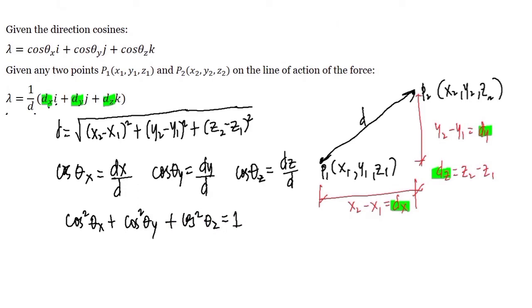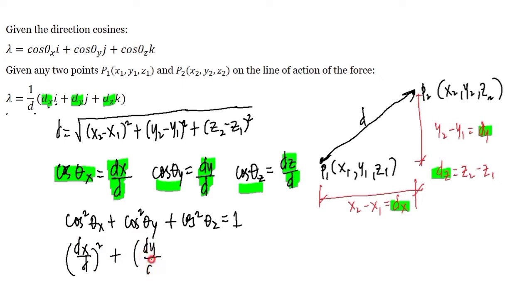And from this, we know that the cosine of theta x is just equal to dx over d, the same with the cosine of theta y, which is dy over d, and the cosine of theta z, which is dz over d. Now, substituting the values here, we have dx over d squared plus dy over d squared plus dz over d squared is equal to 1.